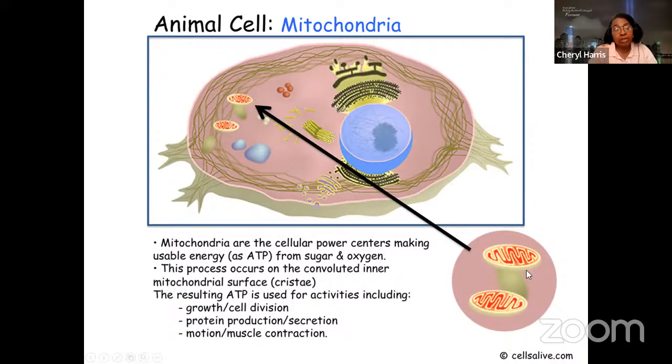Okay, this is the important one. This is the one that's also going to be found in both cells, and this is the energy factory. The mitochondria is responsible for respiration. All respiration occurs here, and this is where the ATP molecules are made. So this one is extremely important and is highly visible in both plants and animal cells.